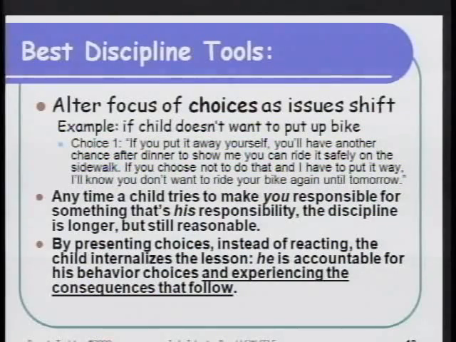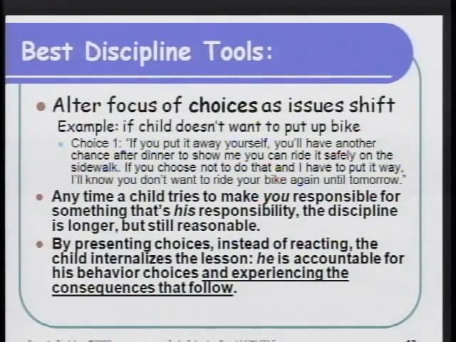So now the focus of the choice shifts. First it was, is she going to have the bike or not? And when she chose to ride her bike in the street, she decided to give up the bike. That's been decided. The bike is going up. That's not for discussion. The new choice could be who puts it up. So the new choice that I can then present to Sherry is, if you put the bike away yourself, you'll have another chance after dinner to show me you can ride it safely on the sidewalk. If you choose not to do that and I have to put it away, then I know you don't want to ride your bike again until tomorrow.